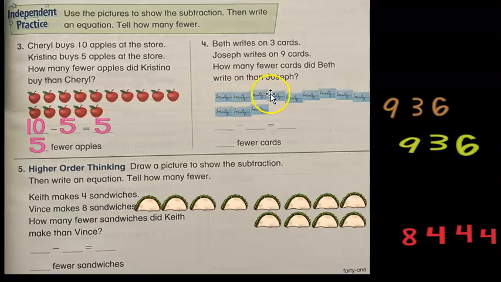Let's count it. 1, 2, 3, 4, 5, 6, 7, 8, 9. So this top row is Joseph. This next row is going to be Beth, okay? Now just by looking at this picture, first graders, who has more cards? Who has more? Joseph. Look at that. Joseph has more cards than Beth because look, there's more cards here and Beth only wrote on 3 of them. Now first graders, let's look here at our subtraction equation, okay?